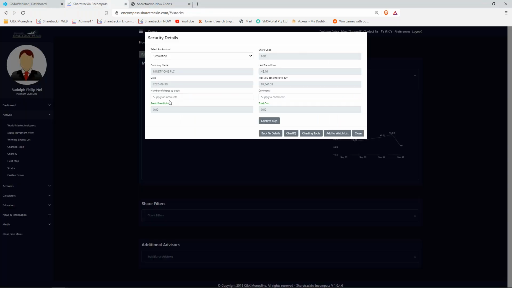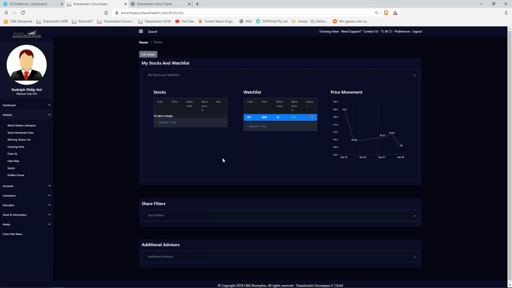Over here, you need to supply your amount of shares that you want to buy, seeing to it that your break-even point over there is below 4%. The reason for that is because every share that you buy, you're going to pay a brokerage fee. So let's quickly work that out before we do the buy.